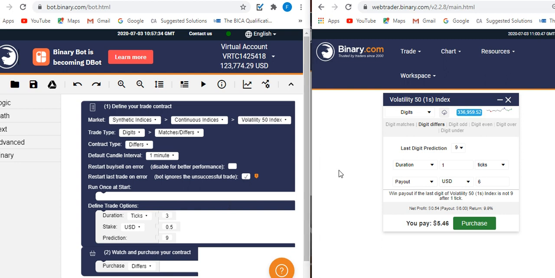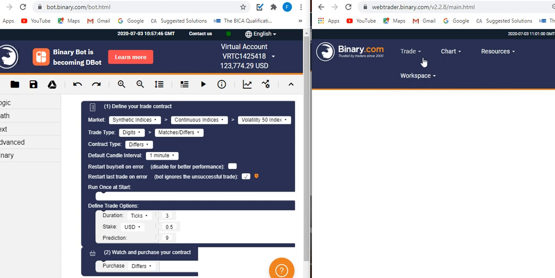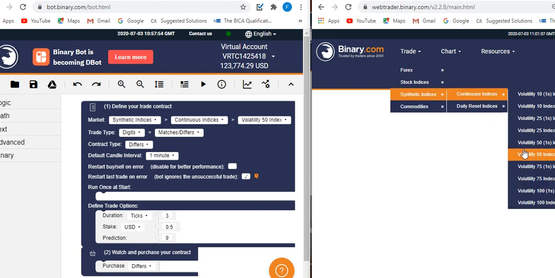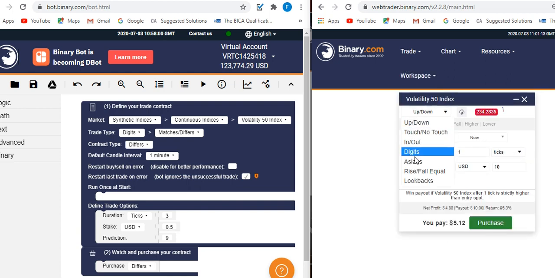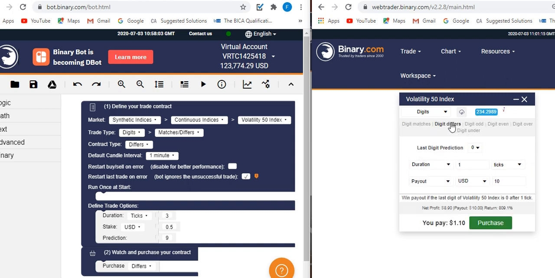Coming to the next website, webtrader.binary.com, here you are using the same thing. Continuous volatility, we just wrongly used 1 second, right? So I am going to use the continuous volatility 50, and then the digit, same thing, digit differs. And in USD, here the Martingale is where we are fixing 0.5.